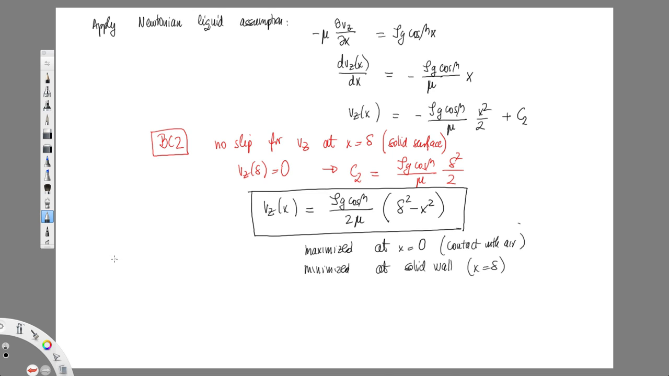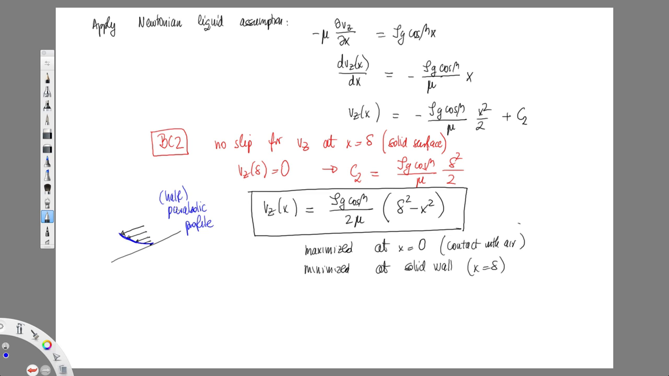So the way the velocity profile looks, it's maximum at the air contact, and then it's kind of parabolic, and it goes to zero. Imagine it's curved, okay? So a parabolic profile. Well, half parabolic.